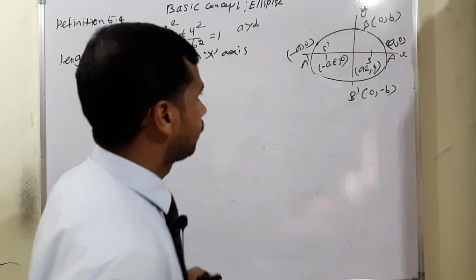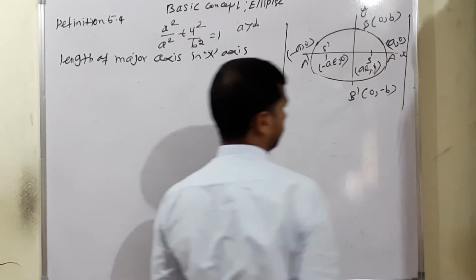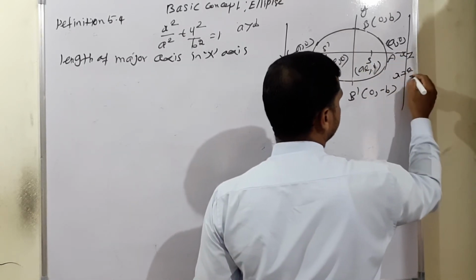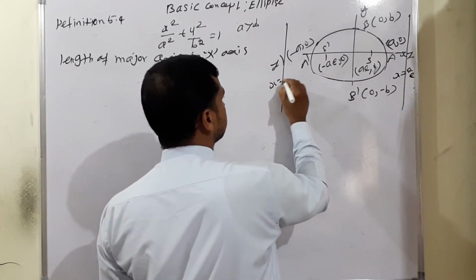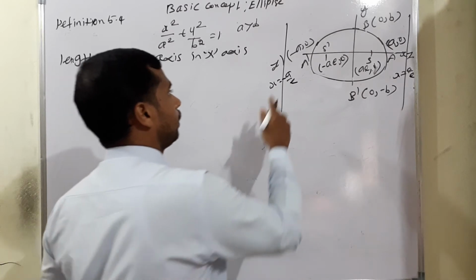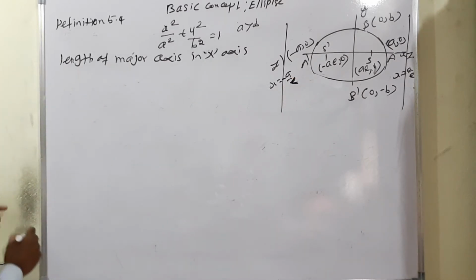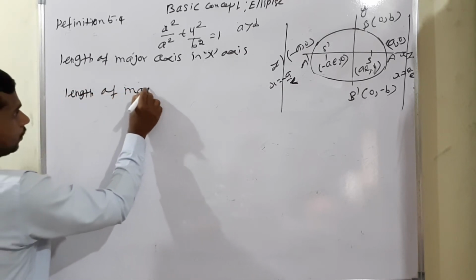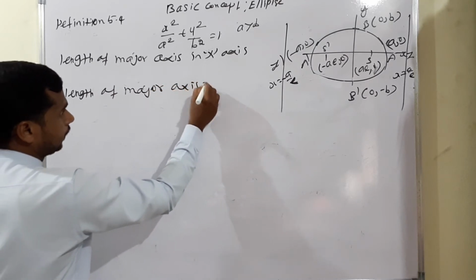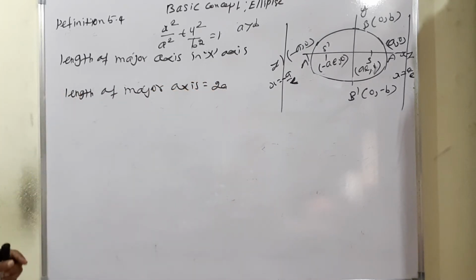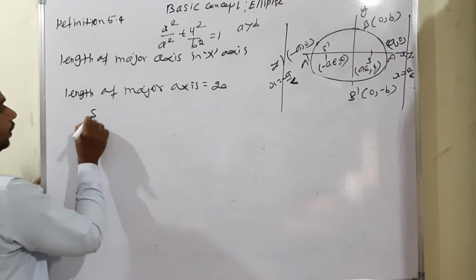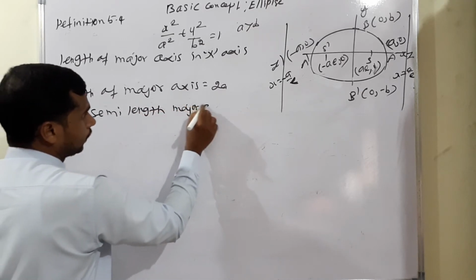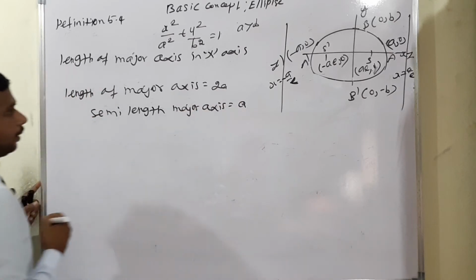Okay, outside we already know this is called the Directrix, isn't it? The Directrix is considered for Z and Z dash. So Z means x is equal to positive A by E, and the negative side, x is equal to negative A by E. Now the length of major axis is equal to 2A, and the semi length of major axis is half of that, so the semi major axis is half of 2A.